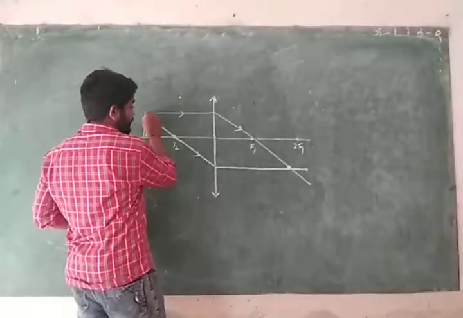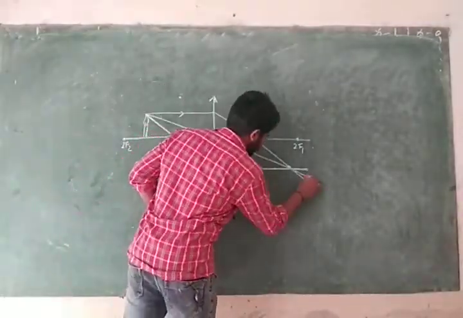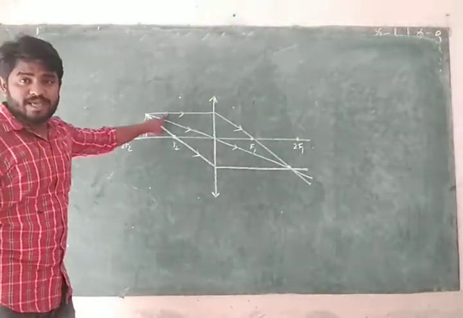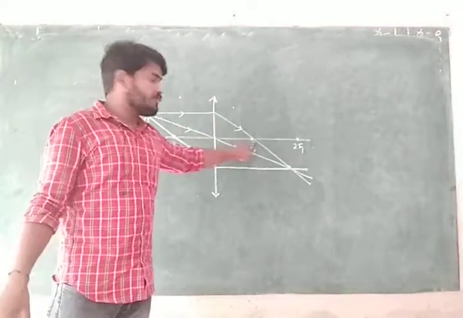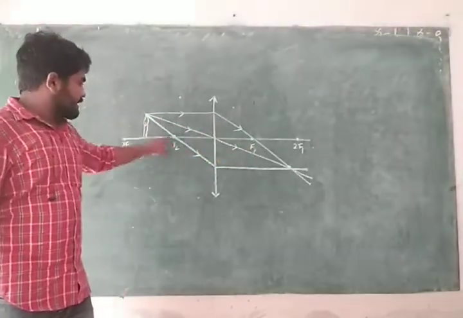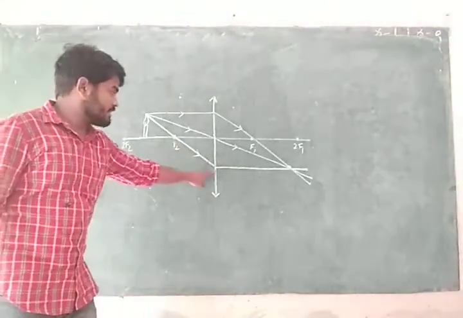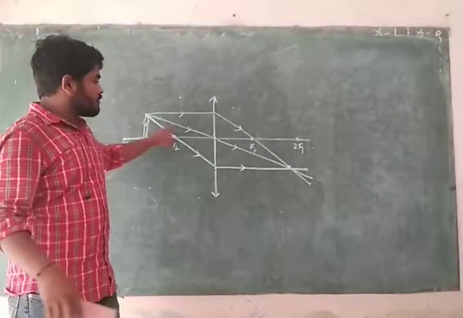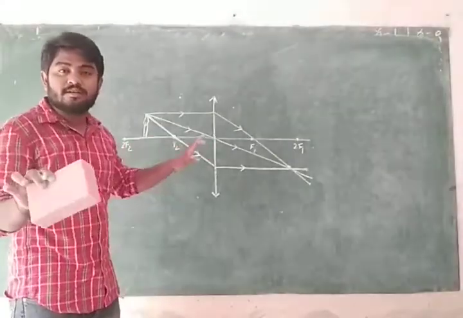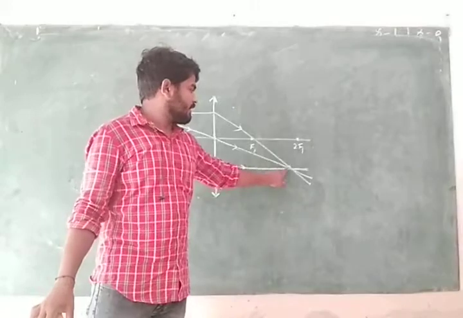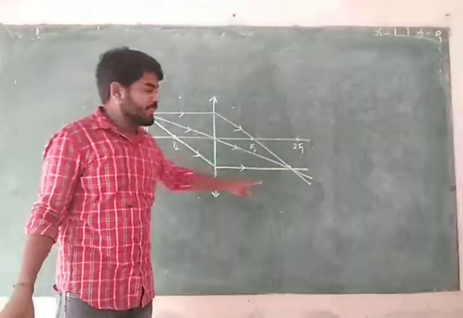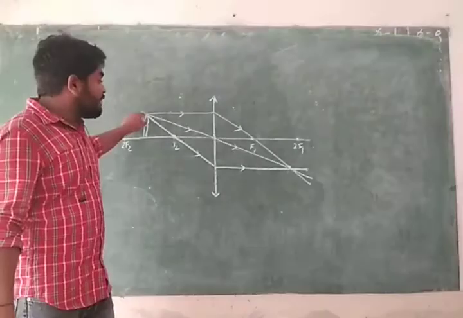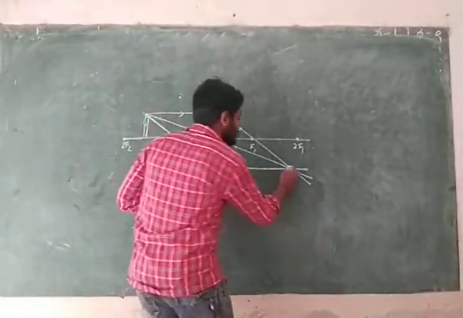If I draw another light ray, see, the first light ray which is parallel to the principal axis, after refraction passes through the focal point. The second light ray which passes through the focal point, after refraction passes parallel to the principal axis. And the third light ray which passes through the optic center does not deviate, so it goes straight. They meet at this point. These light rays are coming from the tip of the candle, so the tip of the image will be formed here.